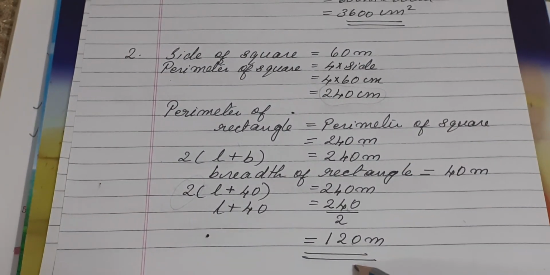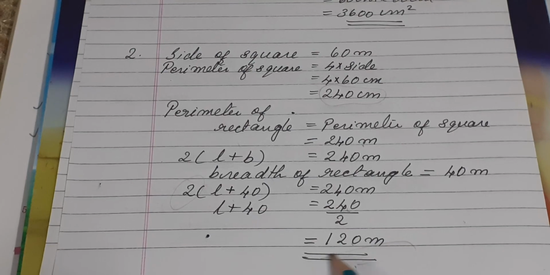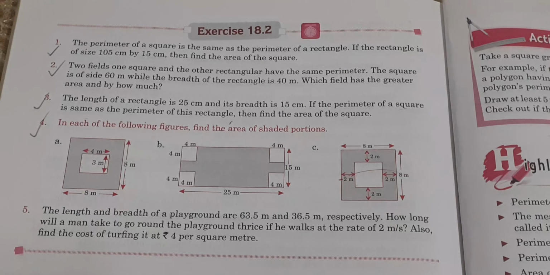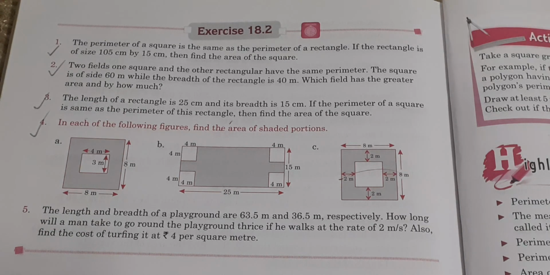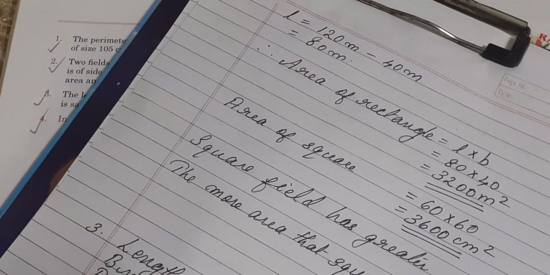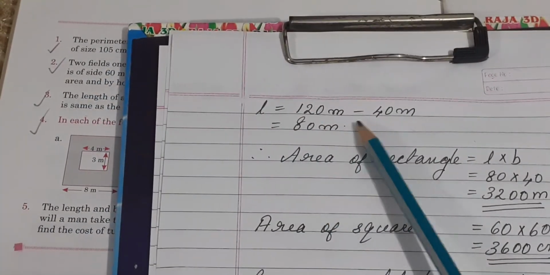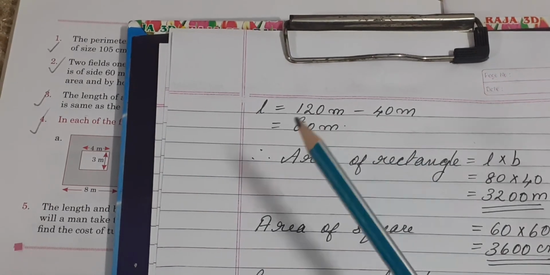L is equal to 120 meter. Length you got. Now what we can do? If we know the length, we are able to calculate length and breadth we know of that. So here L plus 40 is equal to, how much you got? 120 you got. So what will be length? Length is equal to 120 meter minus 40. So you will get that as 80 meter.